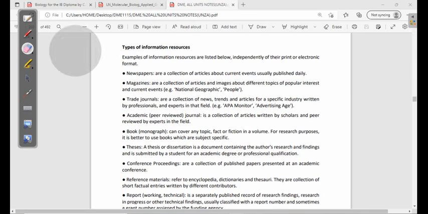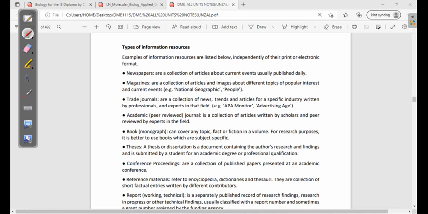Now we also have a thesis as an information resource. A thesis, or simply a dissertation, is a document containing the author's research and findings and is submitted by a student for an academic degree or professional qualification. For example, when you've got this assignment, they give you something to research. You make this research and you're going to present that information for an academic degree or simply a professional qualification. So that is a thesis.